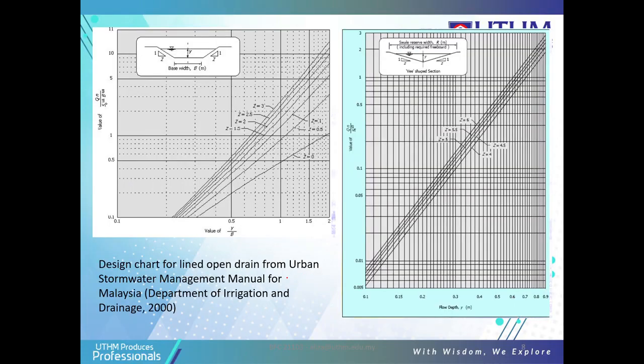This is the design chart for lined open drains for urban stormwater. This is what JPS, the Department of Irrigation and Drainage, uses to design the drain, the lined open drain, the trapezoidal and the triangular. So this is the guideline, the design chart that they use.